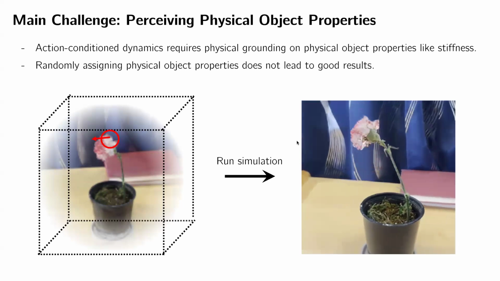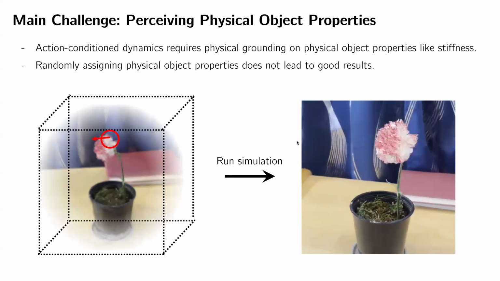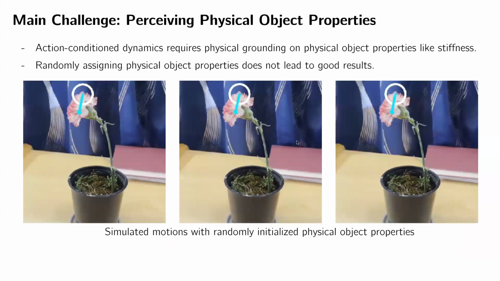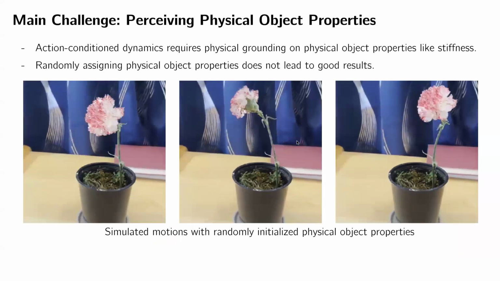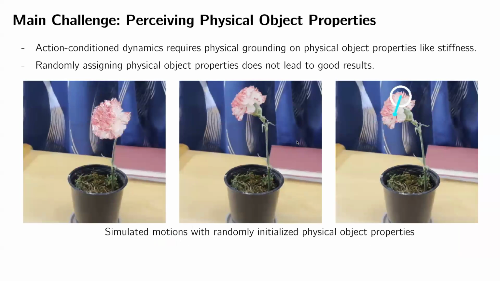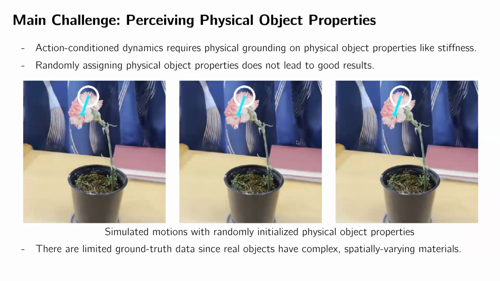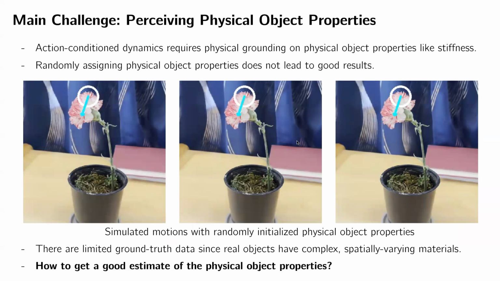So if you just randomly assign physical properties, it's not going to look good. Also, this thing is high dimensional and heterogeneous. It's not like every part has the same physical properties. The stem and the petals have very different physical properties. Therefore, it's not easy to just randomly generate physical properties, and they're all going to look kind of bad, right? So how can we actually get much better physical object properties from these pre-trained models?